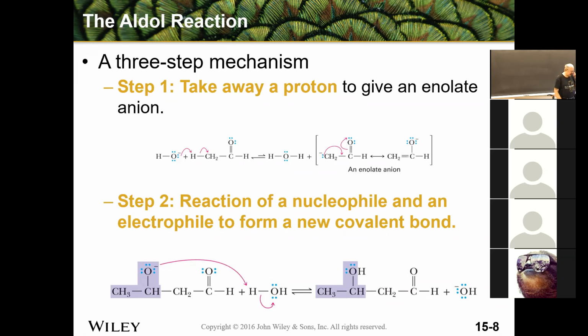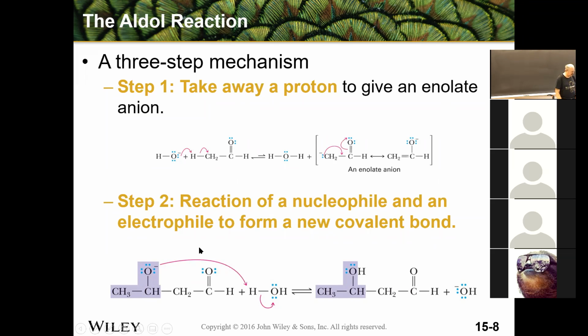Okay, so there's 3 steps in this mechanism. The first is formation of the enolate anion. And this is one of those examples of an equilibrium situation. Okay, notice based on the equilibrium arrows that this favors the starting material. So there's only a little bit of this enolate anion that's formed.